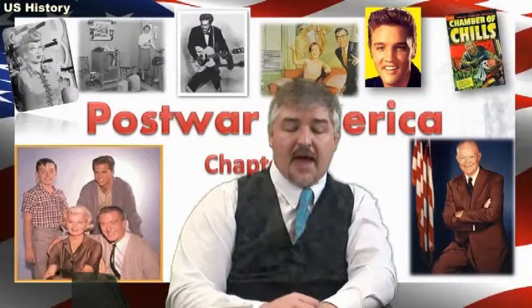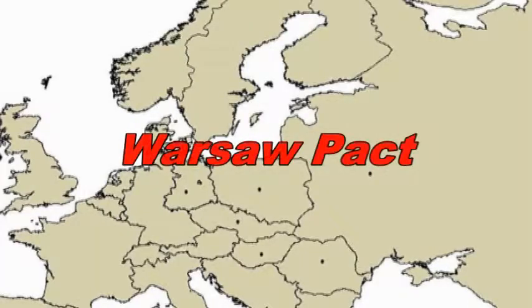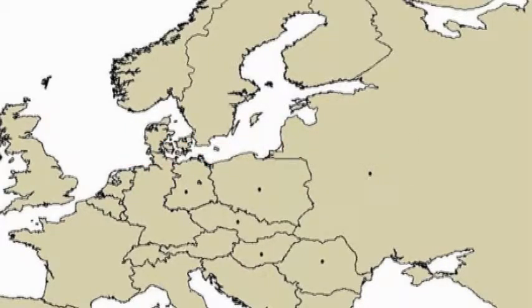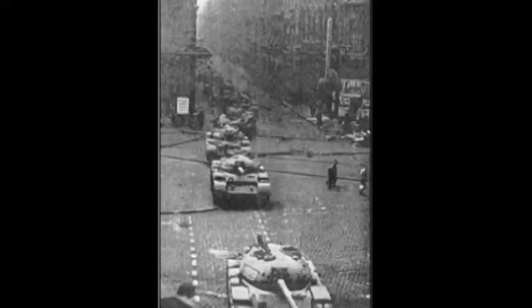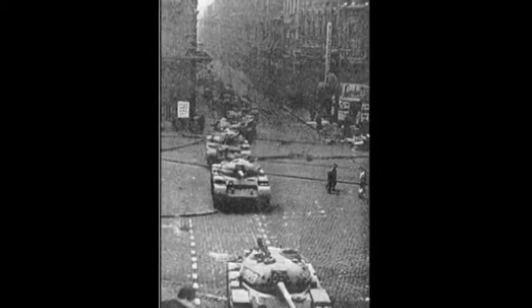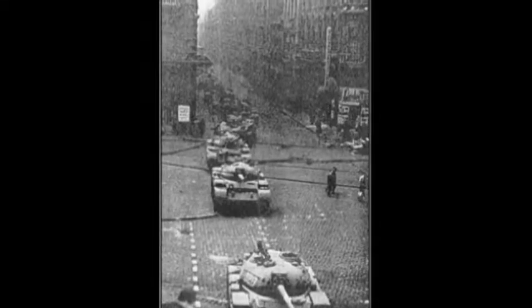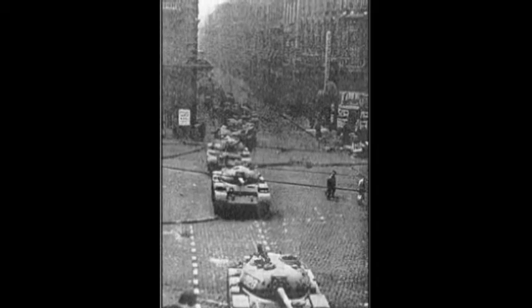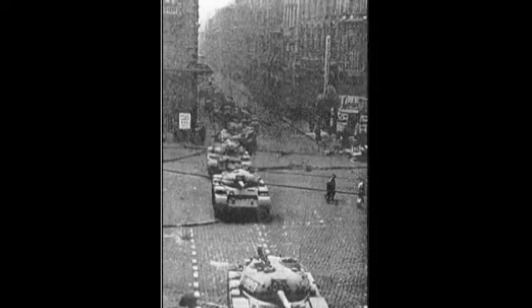The Warsaw Pact. The Soviets created the Warsaw Pact in 1955, which was a military alliance with the Soviet-dominated countries of Eastern Europe. Uprisings in Poland and Hungary were ruthlessly suppressed, and the Soviets made it clear that they were in control of Eastern Europe.